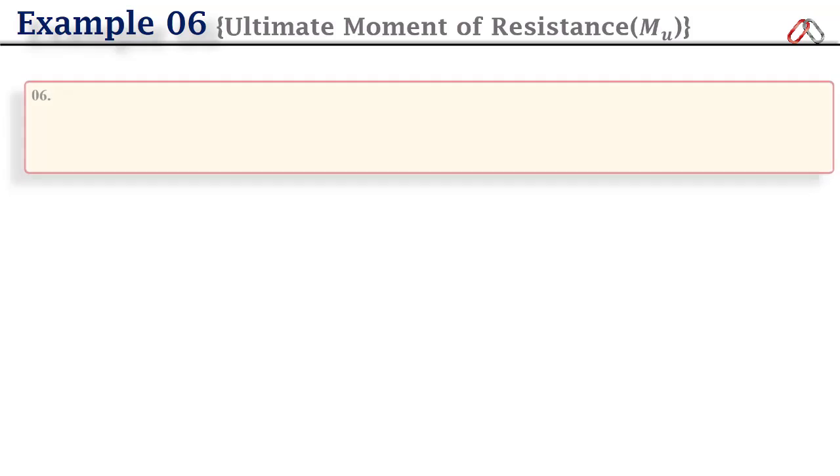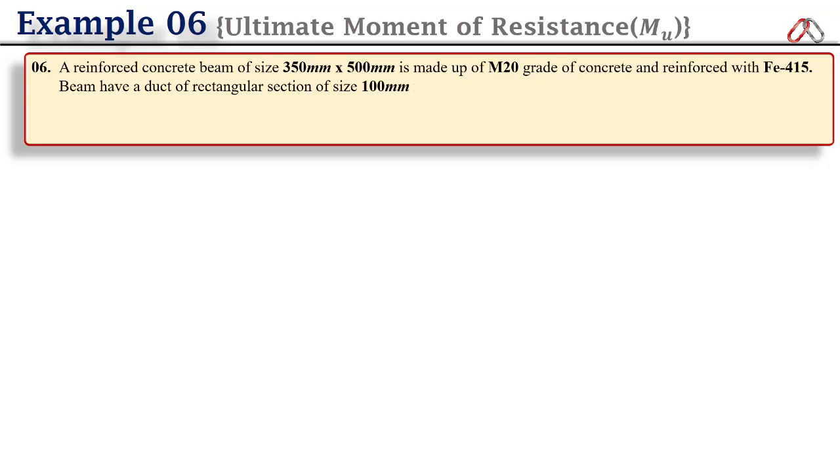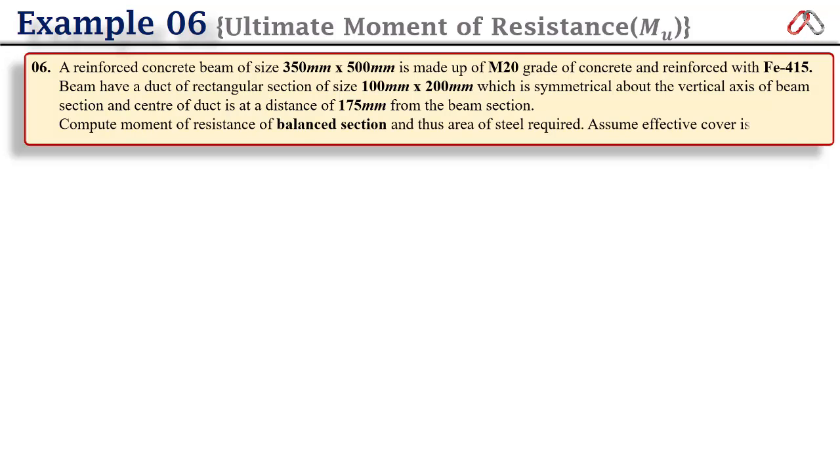Now move to another important example, the ultimate moment of resistance. A reinforced concrete beam of size 350 mm into 500 mm is made of M20 grade of concrete and reinforced with Fe415 steel. The beam has a duct of rectangular section of size 100 mm into 200 mm, which is symmetrical about the vertical axis of the beam section, and the center of the duct is at a distance of 175 mm from the beam top. Compute the moment of resistance of the balanced section and thus the area of steel required. Assume effective cover is 50 mm.